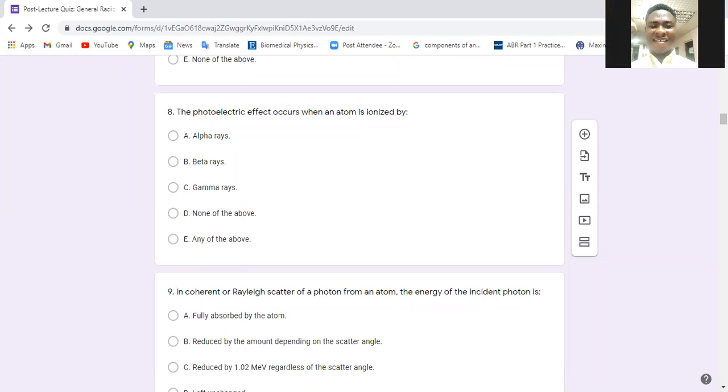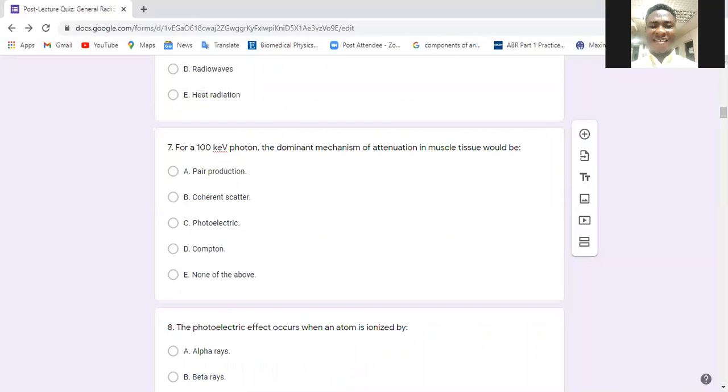Hello, sir. Can I quickly ask a question on the previous questions, sir? Assuming it's not just soft tissue, maybe iodinated contrast was added to the soft tissues. Will this still be Compton or photoelectric, sir?